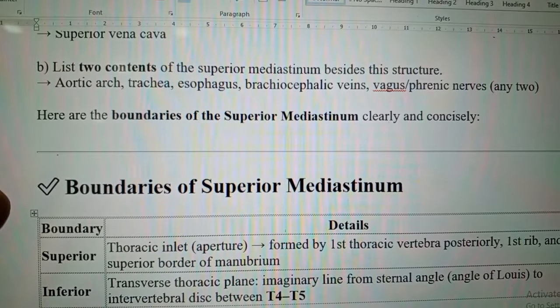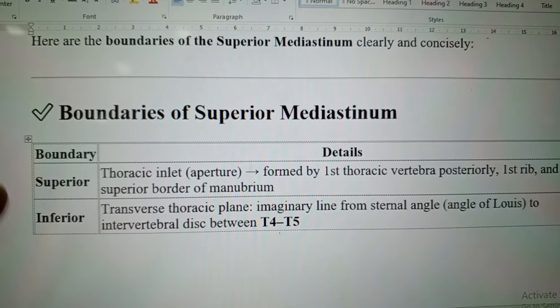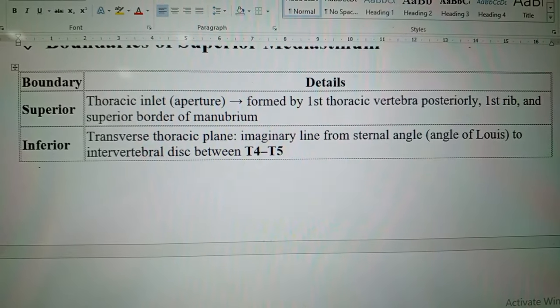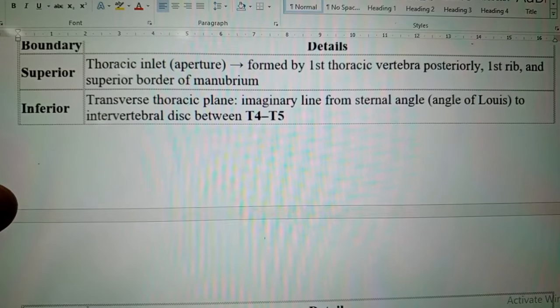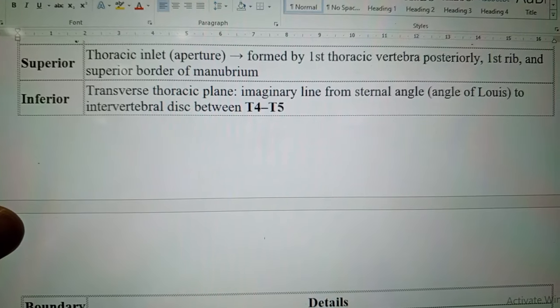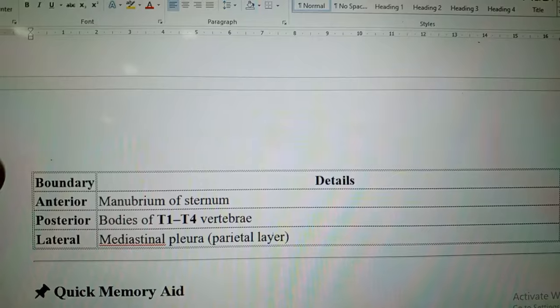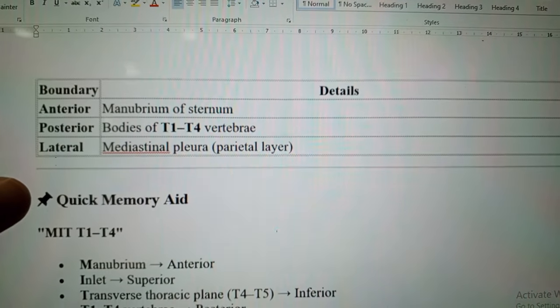Okay, boundaries of the superior mediastinum can be asked of you. Superiorly, thoracic inlet aperture, which is formed by the first thoracic vertebra. Posteriorly, first rib and superior border of the manubrium. Inferiorly, transverse thoracic plane, imaginary line from the sternal angle of Louis. And anteriorly, manubrium of sternum. Posteriorly, bodies of T1 to T4 vertebrae.